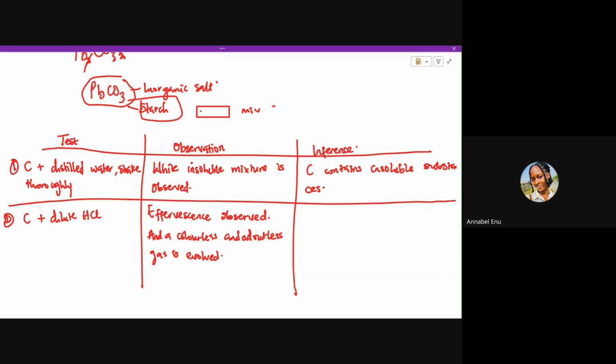Now, how do we know what this gas is? Because it's not the only gas that is odorless and colorless. There are so many odorless and colorless gases, right? So we will have to test this gas as well. But these are the two main things observed in this process. Now this colorless and odorless gas, when passed through lime water, turns it milky.